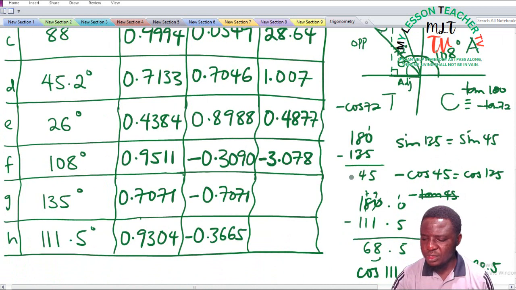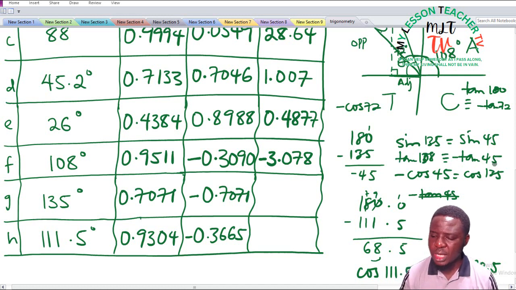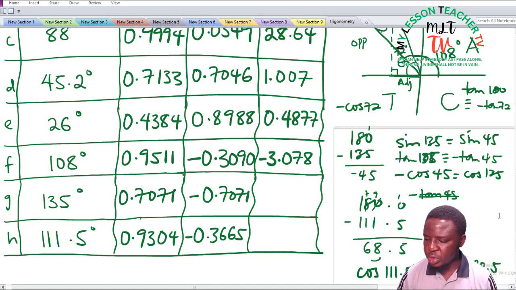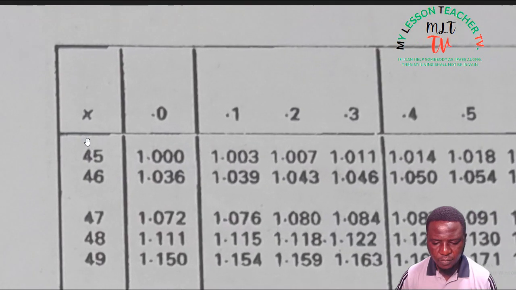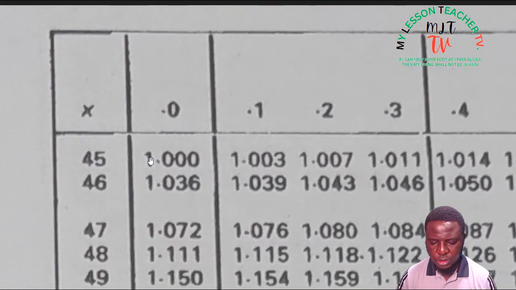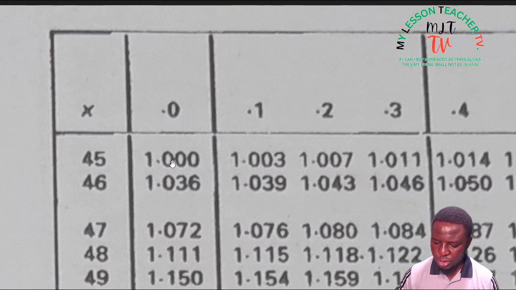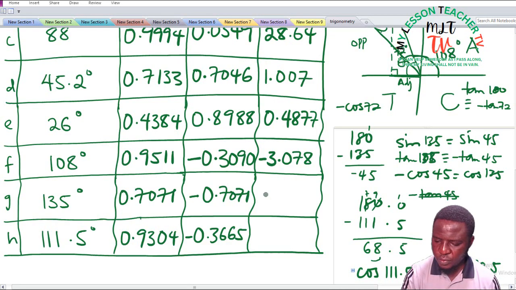We'll do the same to tan 135. 135 is equivalent to 180 minus 45 degrees. So tan 135 is equivalent to minus tan 45 in the second quadrant. So I shall look for tan 45. This is tan 45, 45.0. That gives us 1.000. So this is equivalent to minus 1.000.